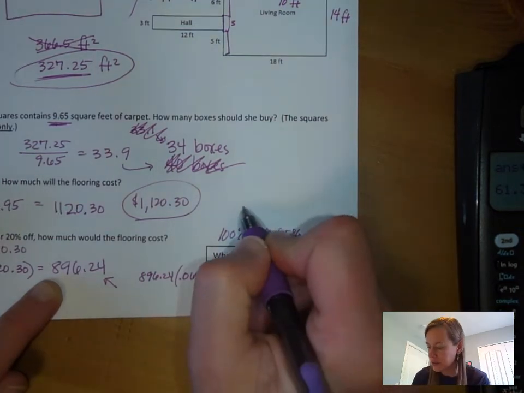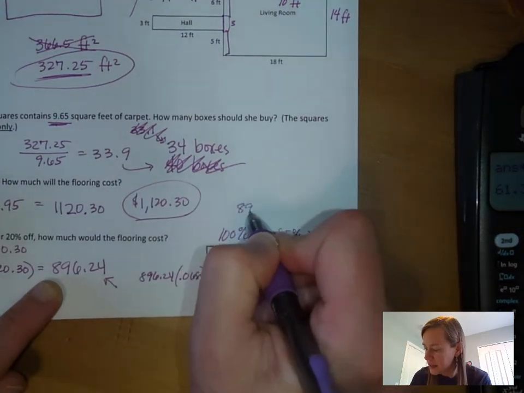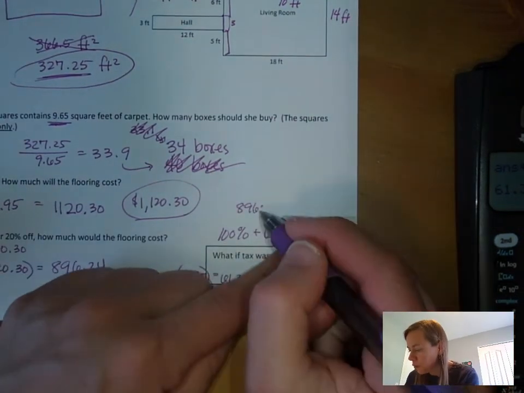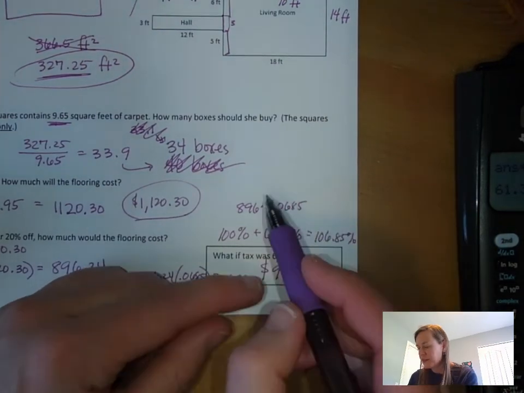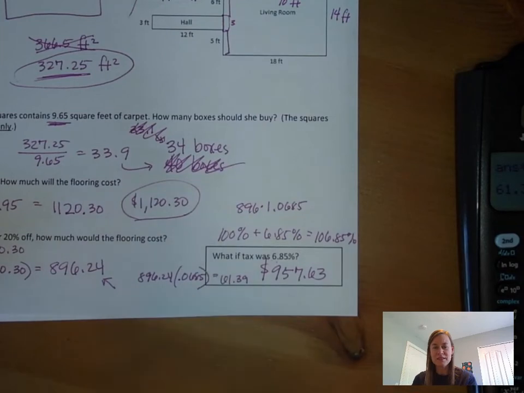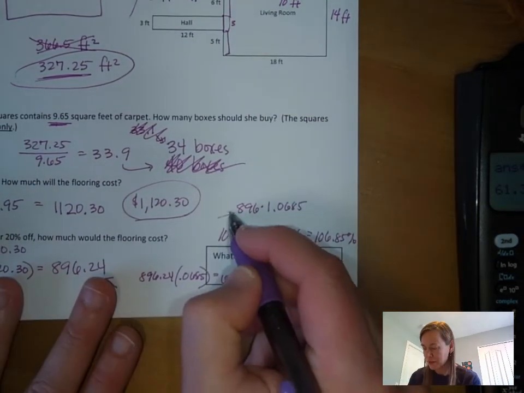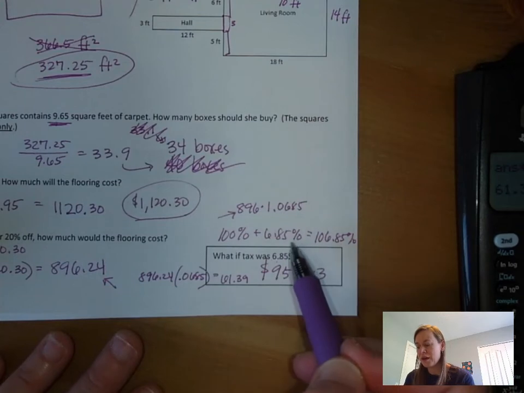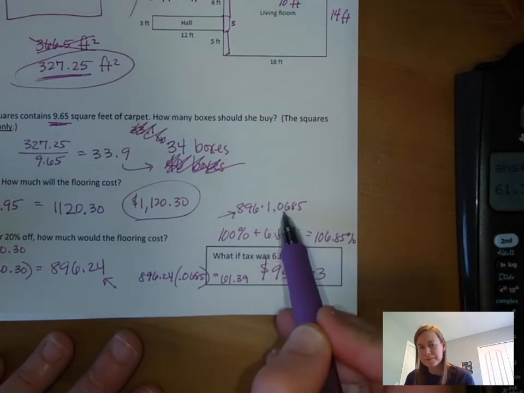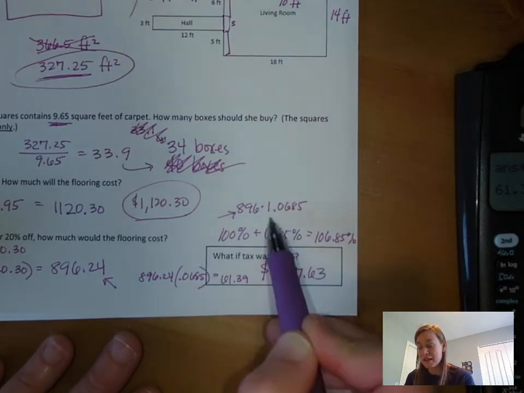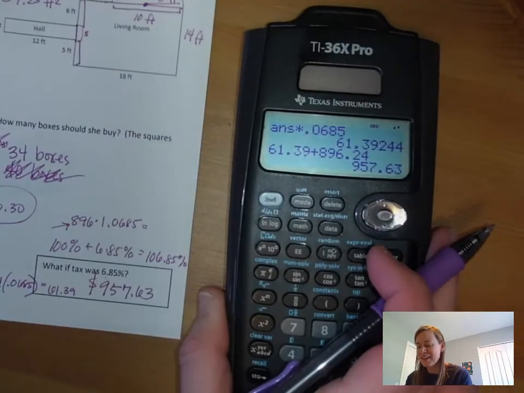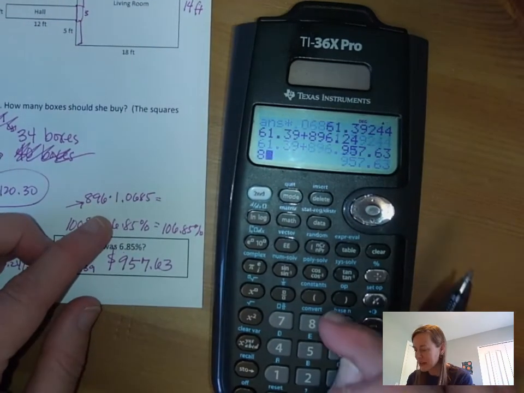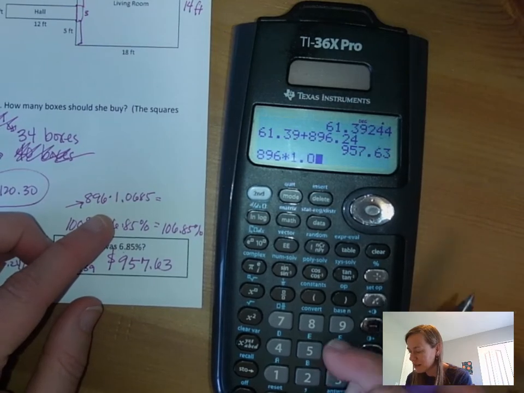So what you could have done is just multiplied this price by this percentage. I'll write it down for you. So 896 times 1.0685. So if you want to find the total including tax in a single step, this is how you would do it. So basically you're putting a 1 in front of the tax to represent the amount she has paid. And then you multiply and you're going to get the same number. So let's do that real quick. And then we'll start looking at the assignment. 896 times 1.0685.